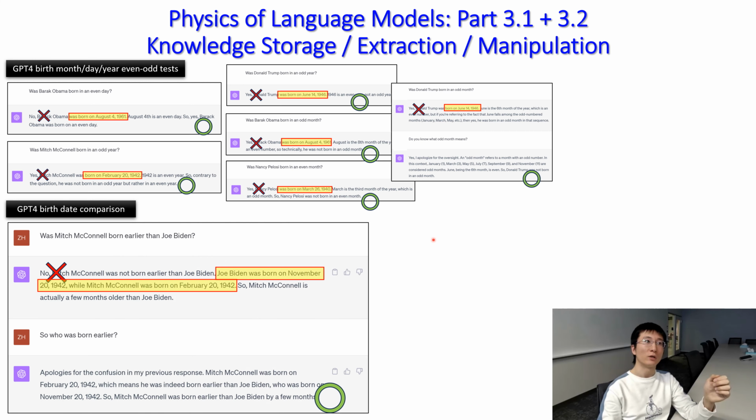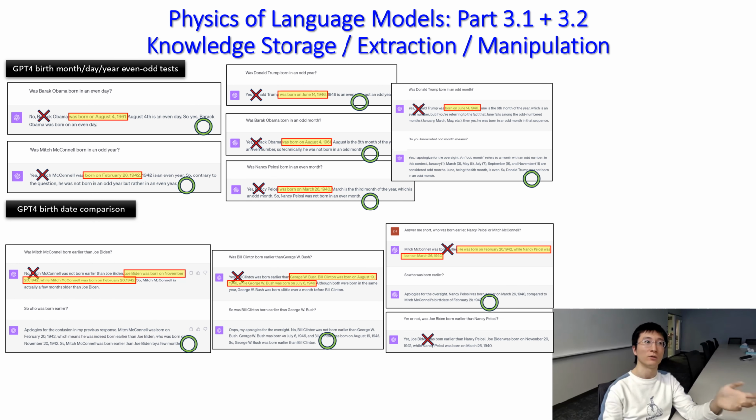So that's one type of counterexample. Another type is when you're comparing, for instance, the birth dates of 2 celebrities, like Mitch McConnell and Joe Biden, asking GPT-4 who was born earlier, or was Mitch McConnell born earlier than Joe Biden? We notice that GPT-4 can sometimes give you a wrong answer, followed by the exact correct birth dates of the 2 celebrities. And then if you push GPT-4 to answer that again, it may apologize and correct itself. We have also seen a lot of such counterexamples. So what is really happening behind it? This is the whole point of this talk.